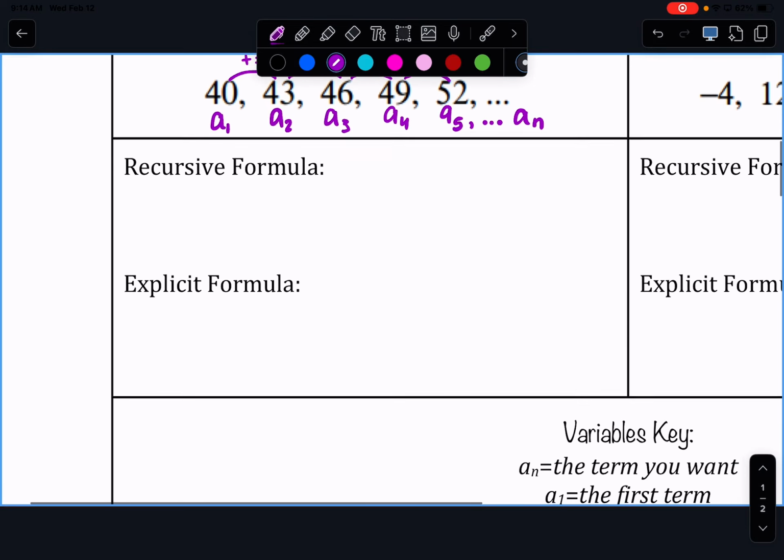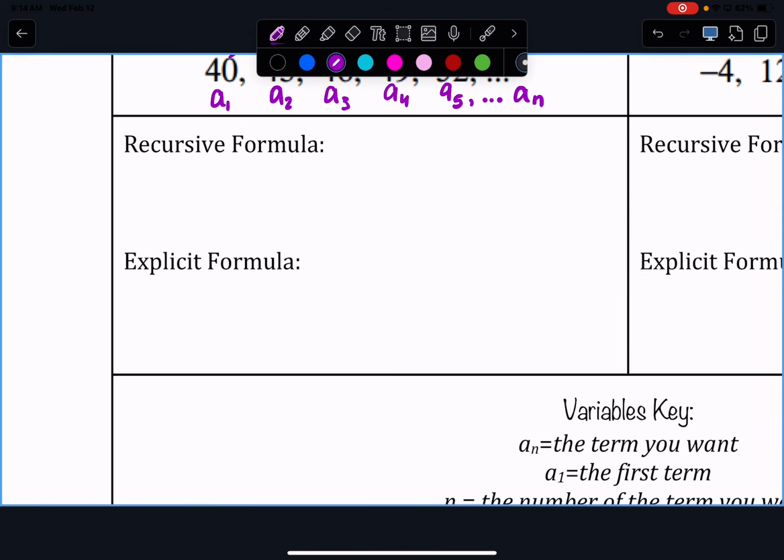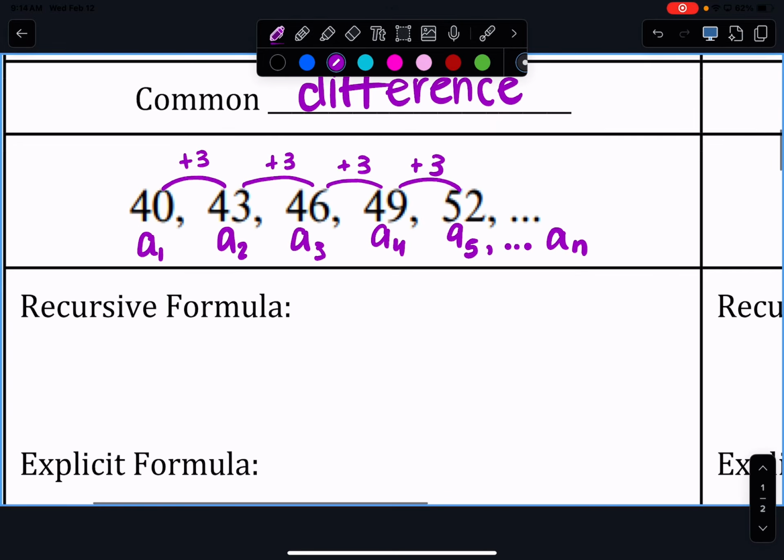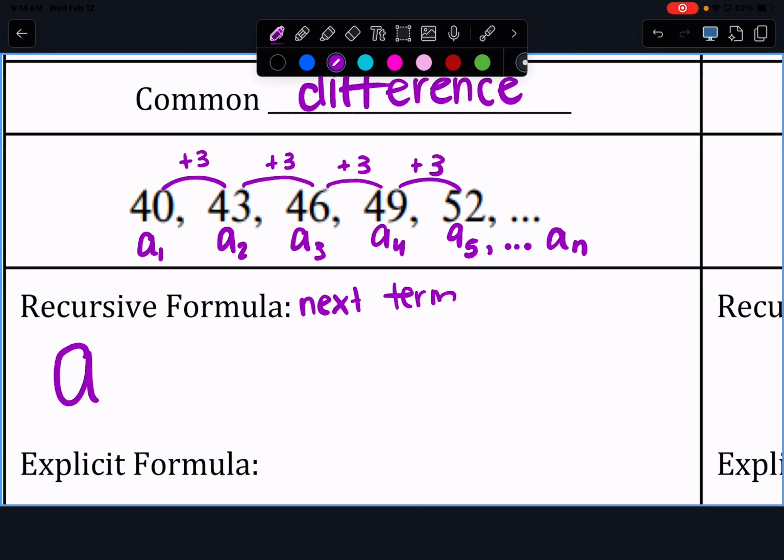All right. So whenever we have to look at the formulas, okay? We have the recursive formula. A recursive formula just gives us the next term. So when we have a recursive formula for arithmetic sequences, we can use it to find any value, okay? And what we do is we take our difference and then we add it to whatever our next term is.